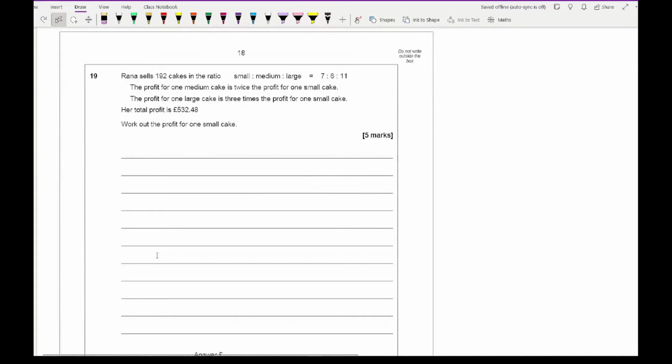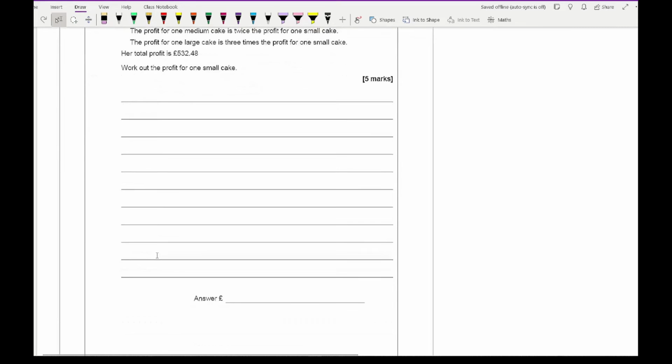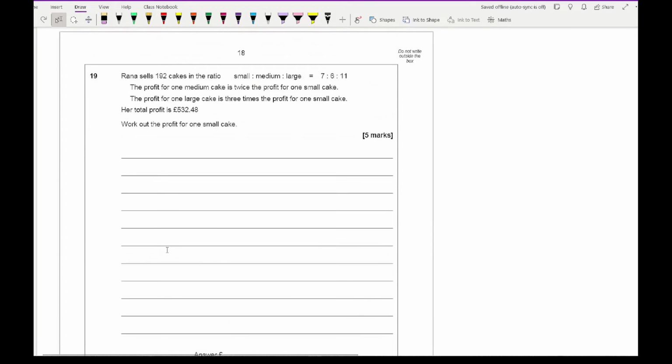Question 19, it says that Rana sells 192 cakes in the ratio of small, medium, large, and we've got 7, 6, and 11. The profit of one medium cake is twice the profit of one small cake, and the profit of one large cake is 3 times the profit of one small cake. Total profit is £532.48. Work out the profit of one small cake.